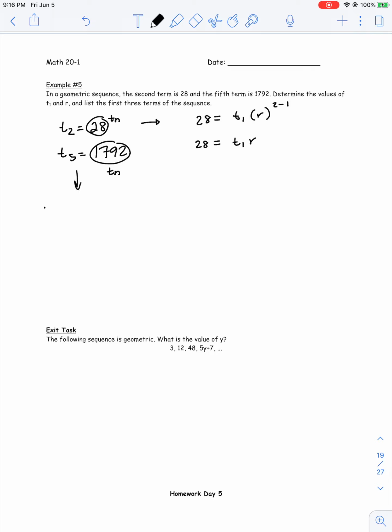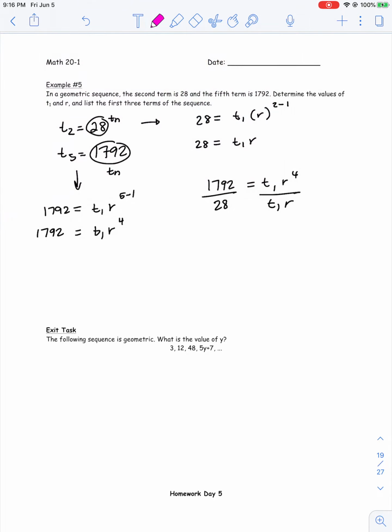Now we're going to simplify this one here. So 1792 equals our first term times r to the power of 5 minus 1. So 1792 equals term 1 times r to the power of 4. So what we're actually going to do is line these equations up by division. We're going to divide these two equations, with the bigger one being divided by the smaller one.